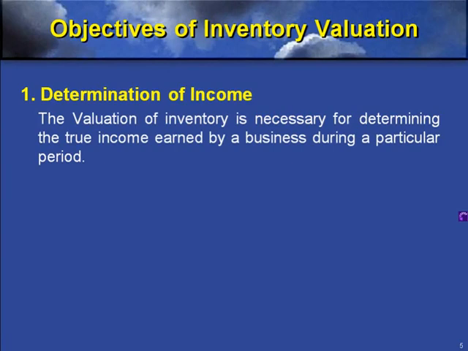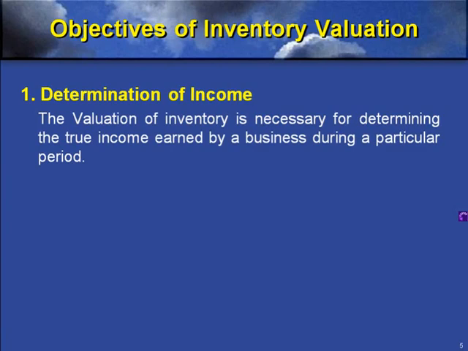For example, we are carrying three types of final accounts: trading account, P&L account, and the balance sheet. Trading and P&L account reflect the level of profit, and balance sheet finally shows the financial position. In trading account, on the credit side, we always reflect closing stock. If you are not getting the true valuation of your stock, it will misreflect the amount of profit or loss. So valuation of stock always affects the valuation of income.